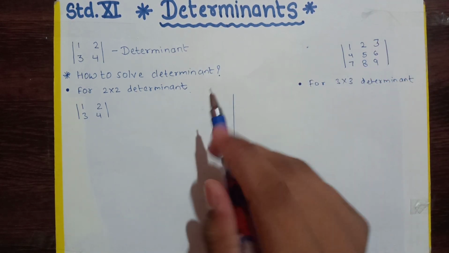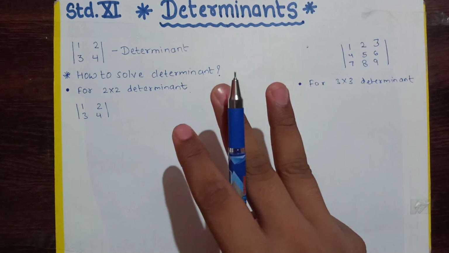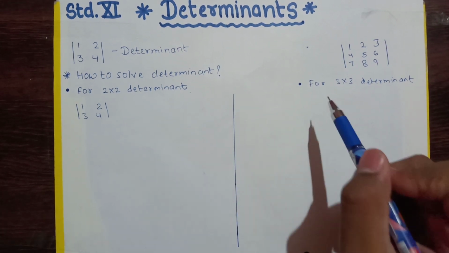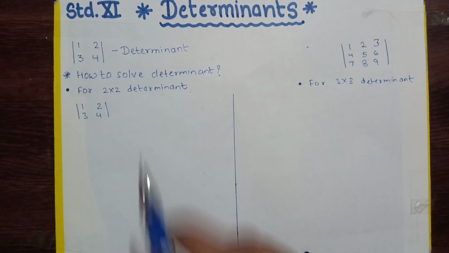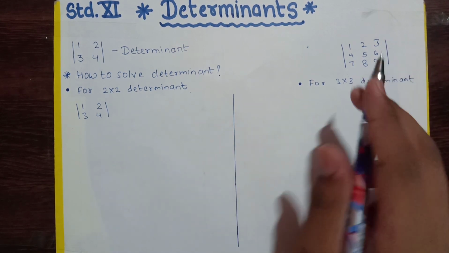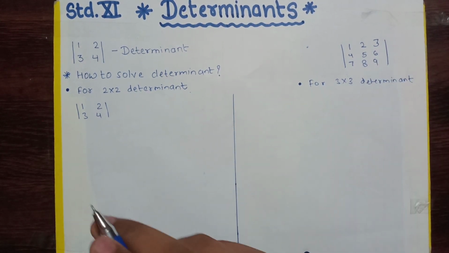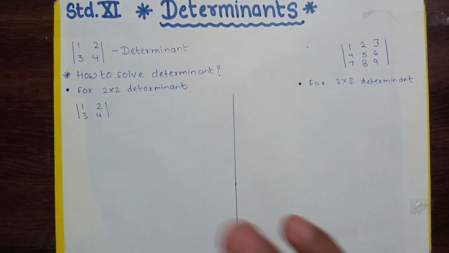So there are mainly three types of determinants: 2 into 2, 3 into 3 and 4 into 4. But today we are going to learn just 2 into 2 determinants, 3 into 3 determinants, and sign conventions and some properties of determinants. So let us begin.